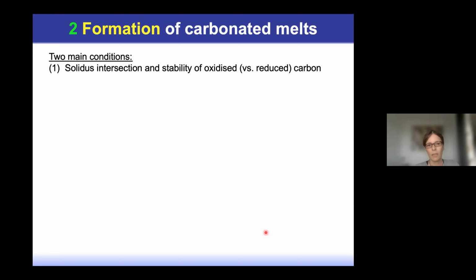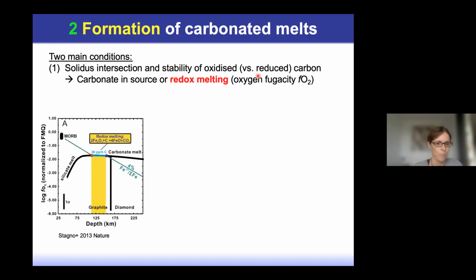So to form carbonated melts, two conditions must be met. One of them is you must intersect the solidus. That sounds trivial, but it's not so trivial in the continents. And you also must allow for the stability of oxidized as opposed to reduced carbon. And here, oxygen fugacity comes into play.